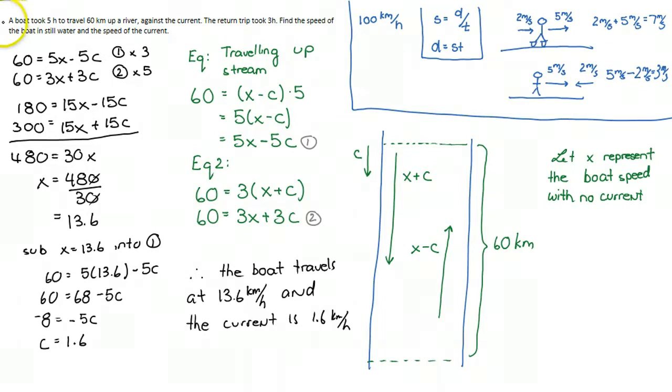So a boat took 5 hours to travel 60 kilometers upriver against the current. The return trip took 3 hours. We want to find the speed of the boat in still water and the speed of the current. So this problem really requires two things. And I just want to start by saying I really like these types of problems. A lot of people don't, but I like distance, speed, time type of questions. They're fun. So the first thing we need is the relationship that relates speed, distance, and time.